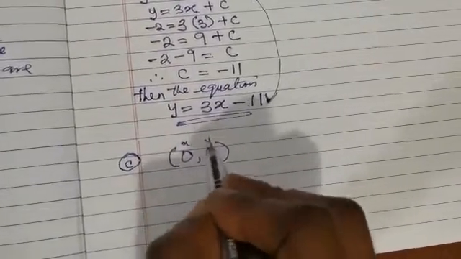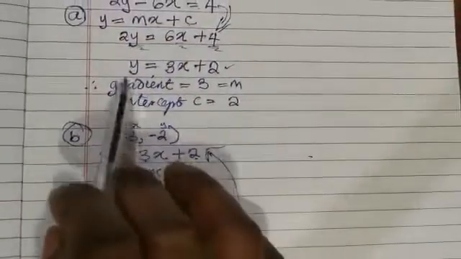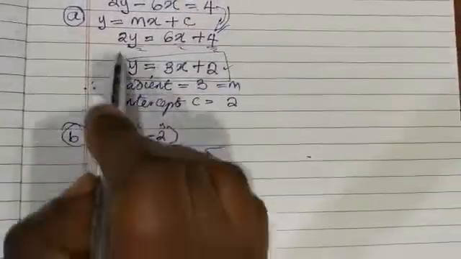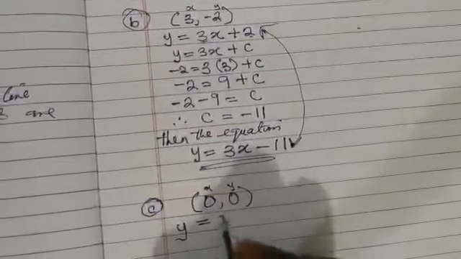This is my x, this is my y. From the equation, we have, this is the equation. We always use this equation. This equation, y is equal to 3x plus 2.